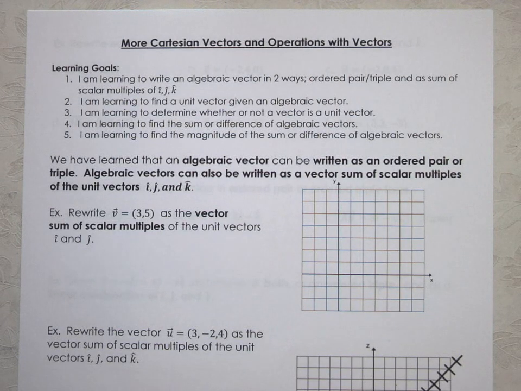We're learning to find a unit vector given an algebraic vector. We're learning to determine whether or not a vector is a unit vector. And we're learning to find the sum or difference of algebraic vectors. We're learning to find the magnitude of the sum or difference of algebraic vectors.